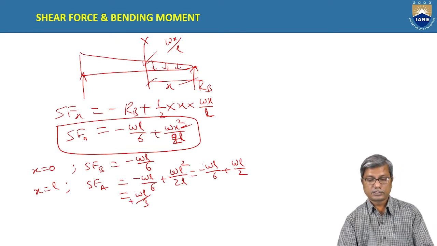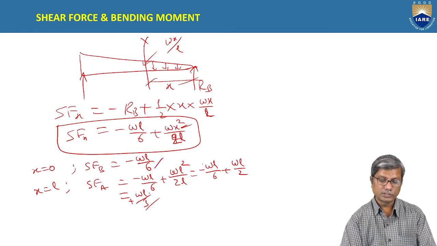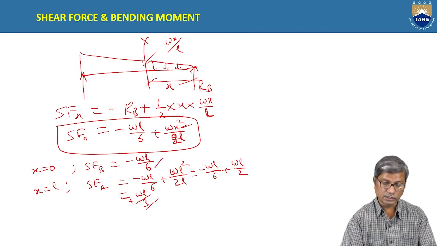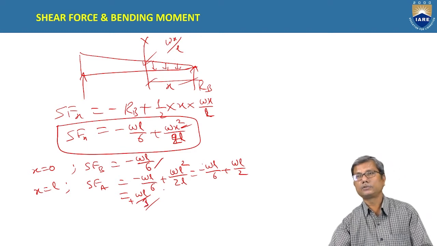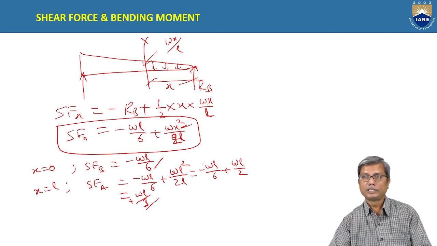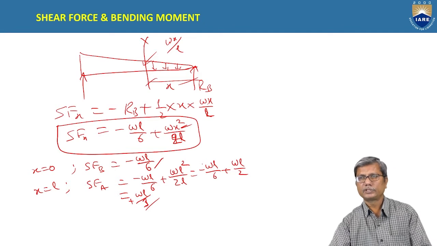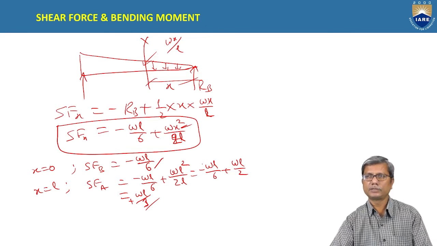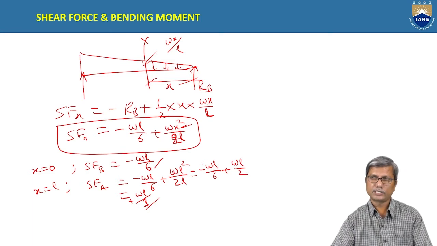So if you see here, the shear force is changing from positive to negative, isn't it? WL by 3 at A to minus WL by 6 at B. Okay? It means at some point in between, the shear force becomes 0. That means it changes sign, from positive to negative.